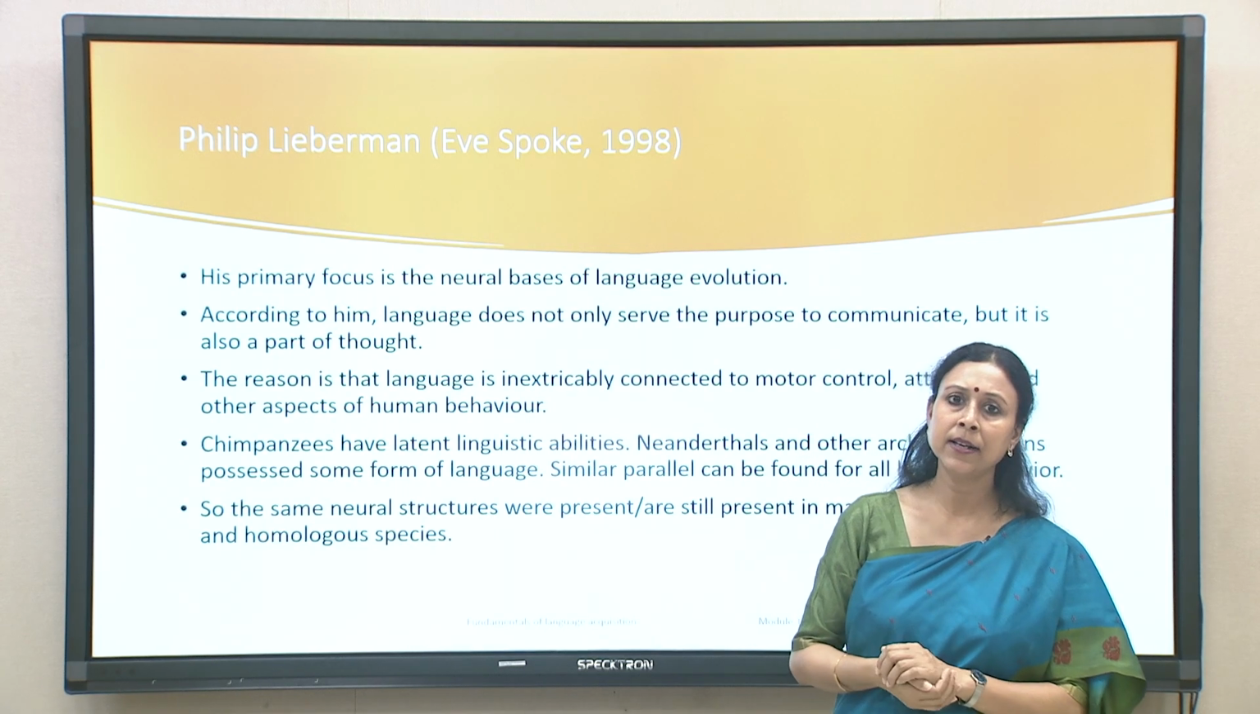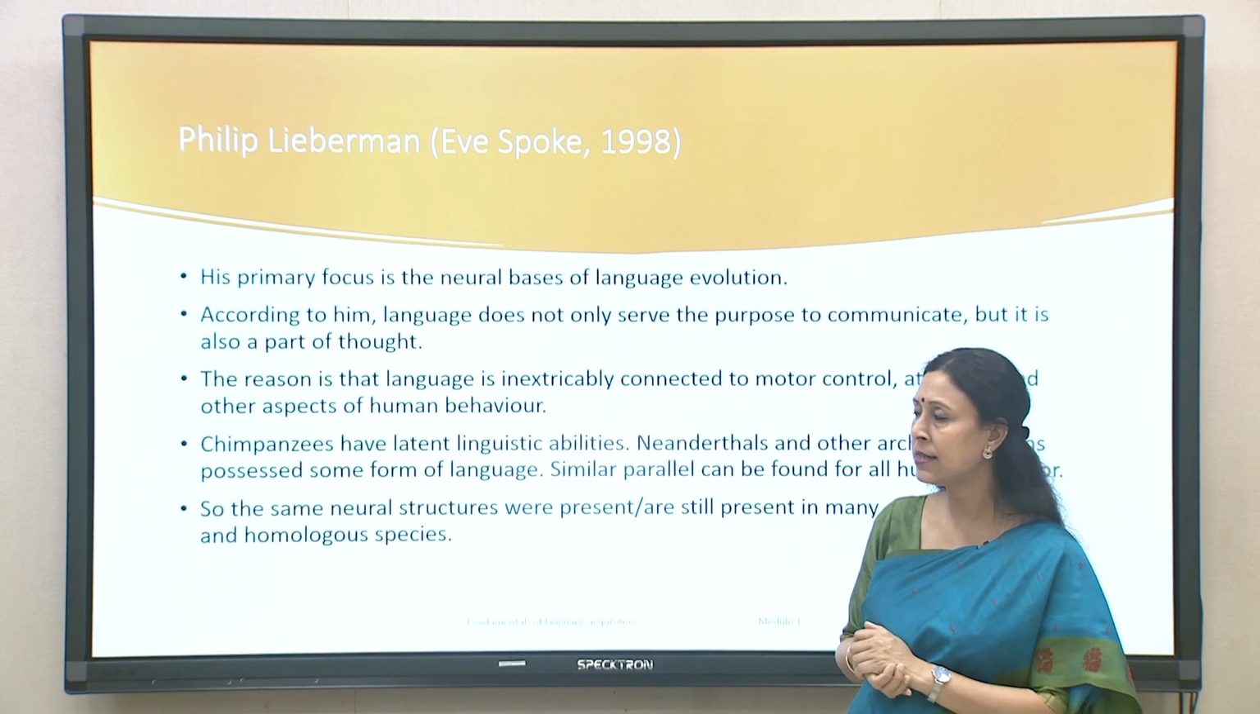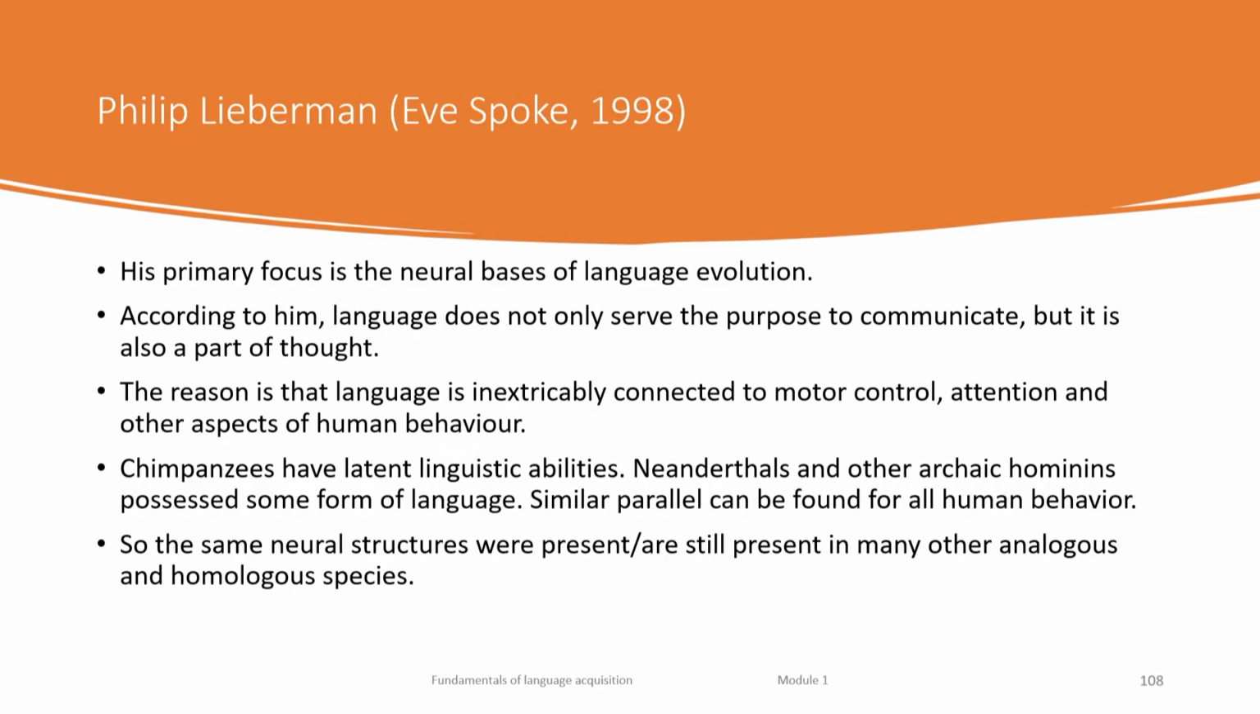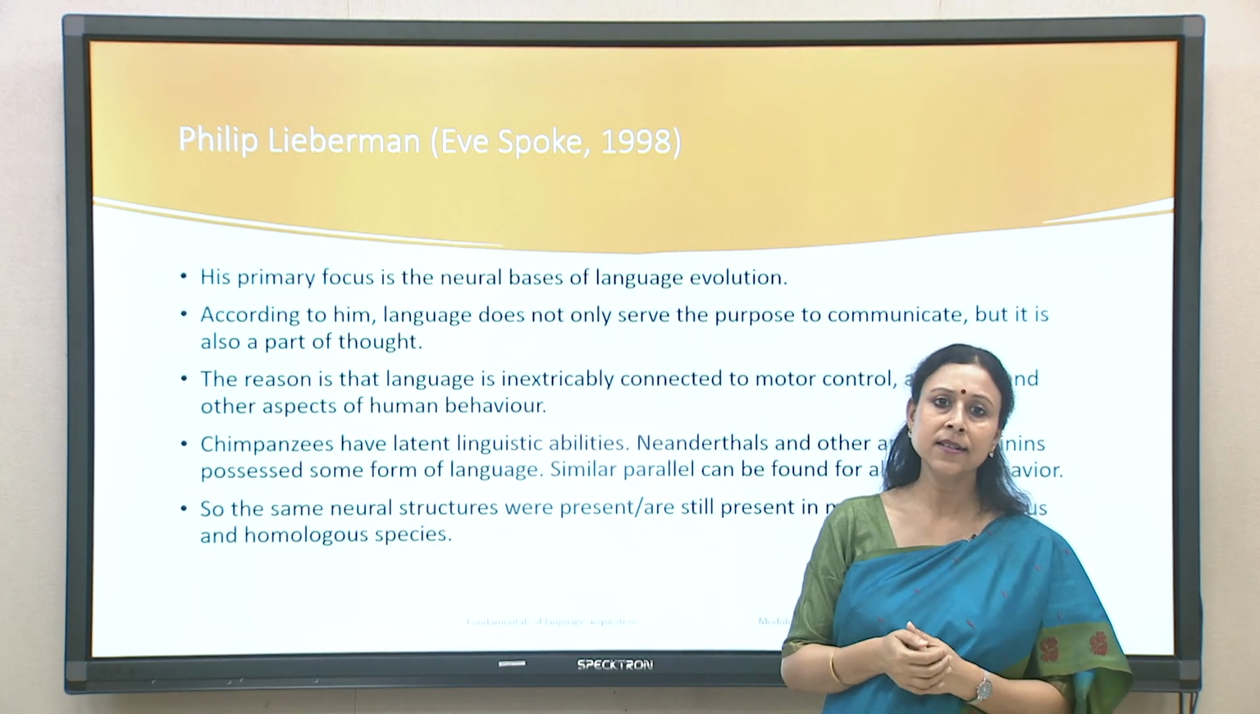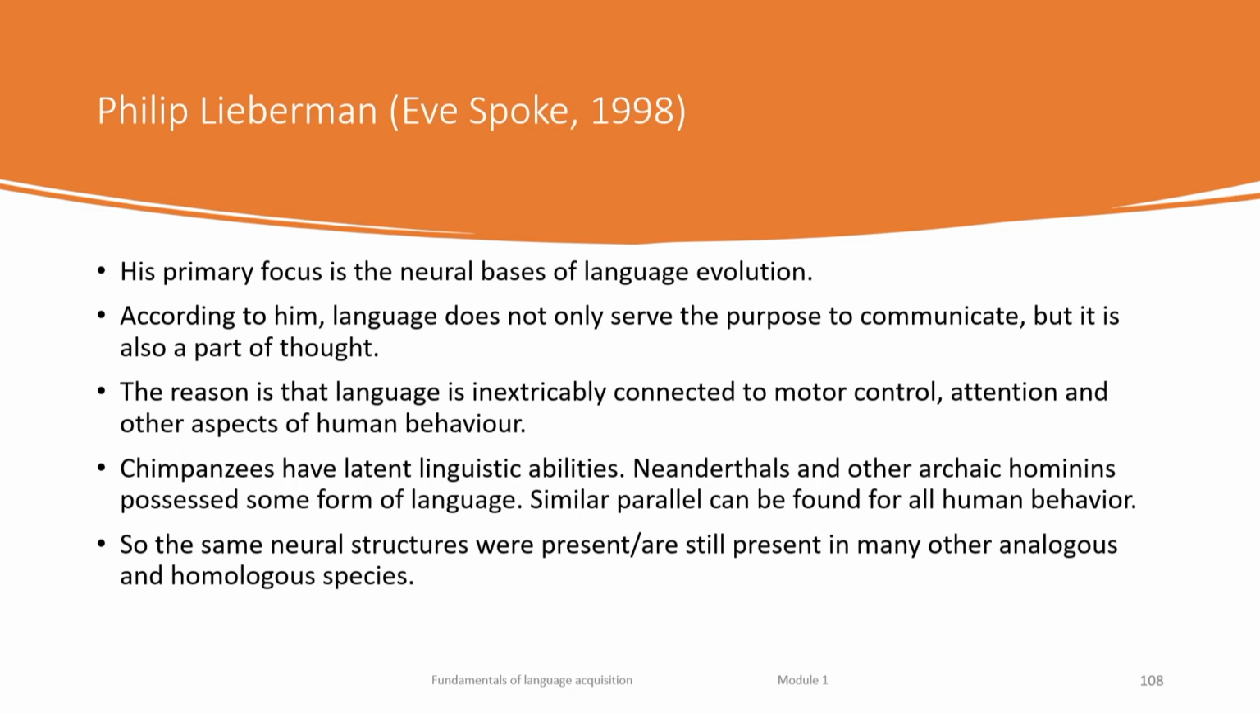Then comes Philip Lieberman. His book, If Spoke, came out in 1998. His primary focus is on the neural basis of language evolution. According to him, language does not only serve the purpose of communication, but it is also a part of thought. It is not just a tool for communication, but part of the thought process itself. The reason is that language is inextricably connected to motor control, attention and other aspects of human behavior. So, he is one of the most important theoreticians in this domain.